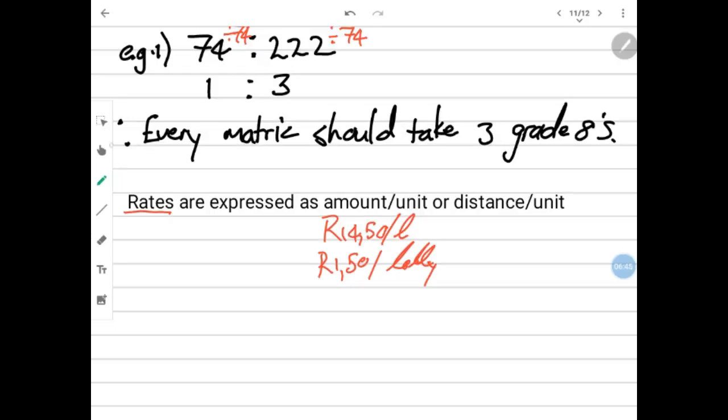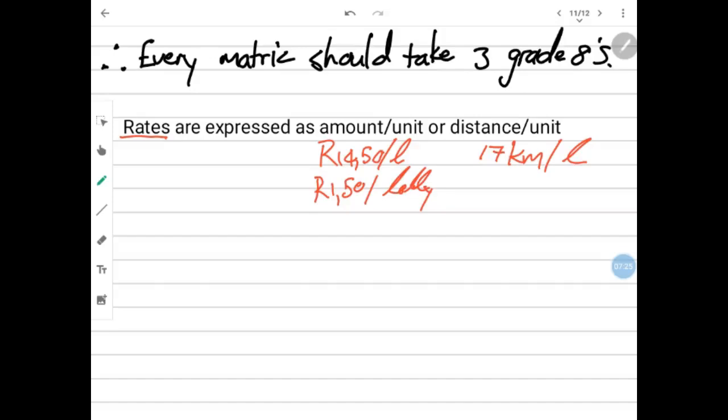Then distance per unit, that's the same thing. So like kilometers per liter, right? If you're riding a bicycle, or driving a car, or you get driven with a car, let's say you have a car that's very light on fuel, that gets around about, let's say 17 kilometers. Okay, that's distance per liter. That's also a rate. Okay, let's do an example quickly.